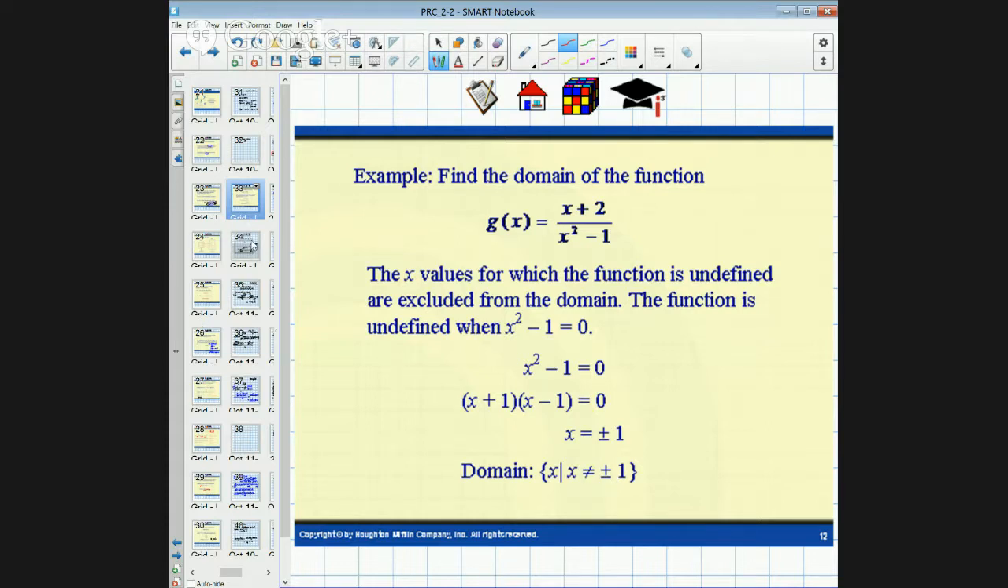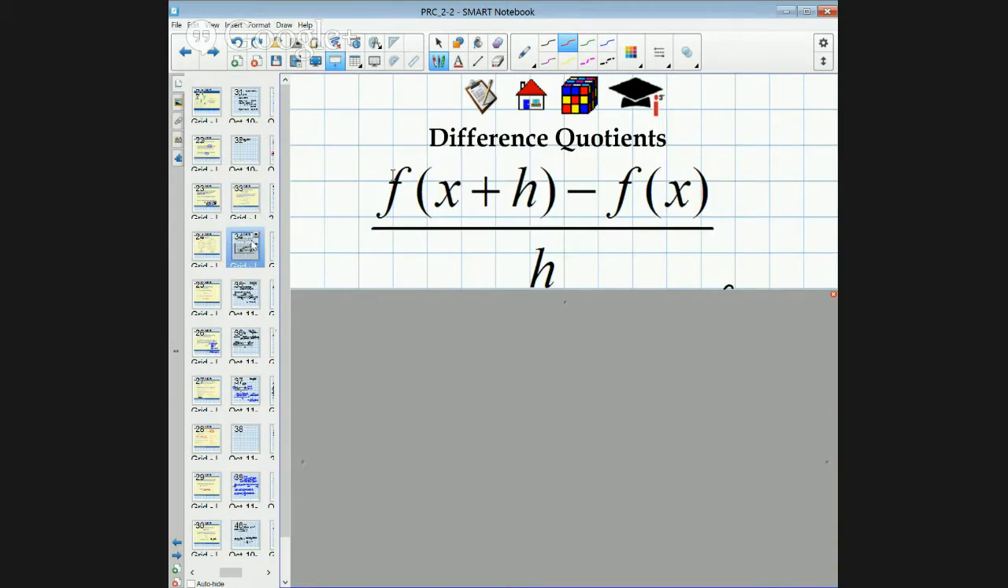Now we're going to get to that difference quotient guy. Okay? So, if you've got some note paper, the first thing I would do is write this down. Write down the term difference quotient and also write down this expression. And then I'm going to show you where I got that from.